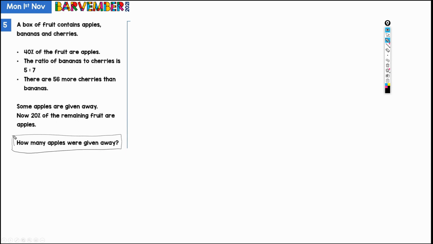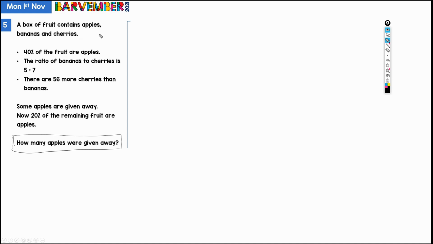So we always have to zero in on that first in our word problems. We need to make sure we understand what the question is. Okay, so let's have a look at this. There are a couple of ways to approach it. So 40% of the fruit are apples.